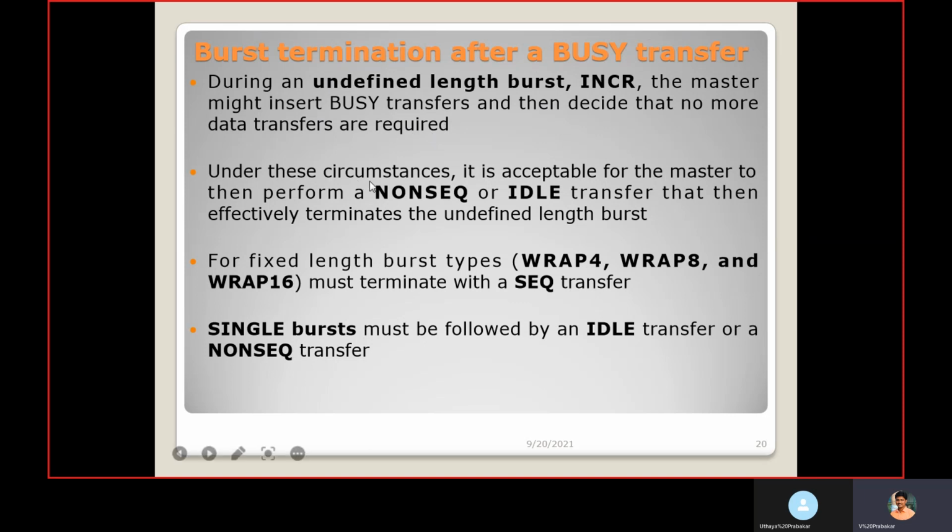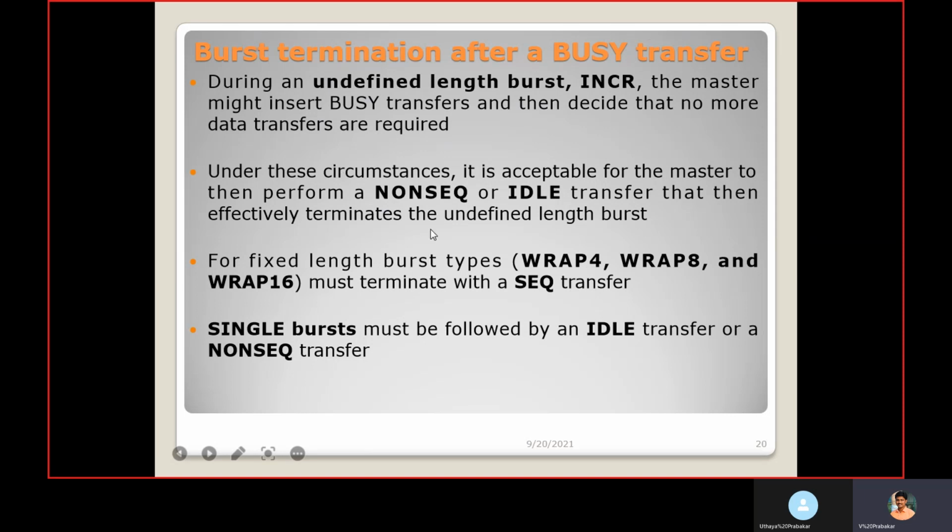Under this circumstance, it is acceptable for the master to then perform a non-sequential. After this undefined length burst or increment, the master may perform non-sequential or idle. It is acceptable. That then effectively terminates the undefined length burst. So when an undefined length burst is happening, after that the master may perform non-sequential or idle to stop the undefined length burst.